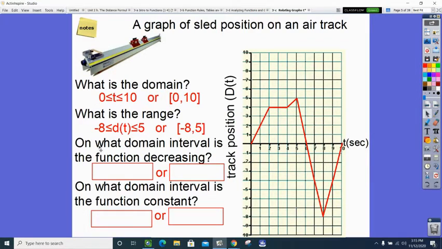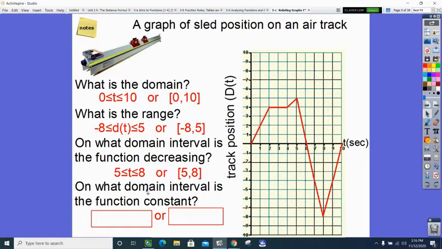Now let's look at this language. On what domain interval is the function decreasing? Let's first find the piece that's decreasing. It's from here to here. And it asked on what interval of the domain. So for what x values is it decreasing? So, it starts at 5 seconds, and it's decreasing, and when does it stop decreasing? At 8 seconds. So between 5 seconds and 8 seconds, the track position is decreasing. And once again, interval notation.